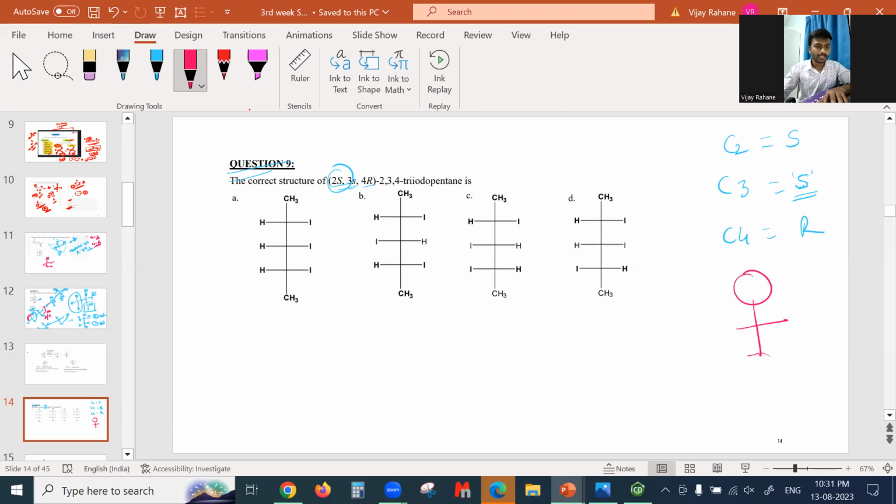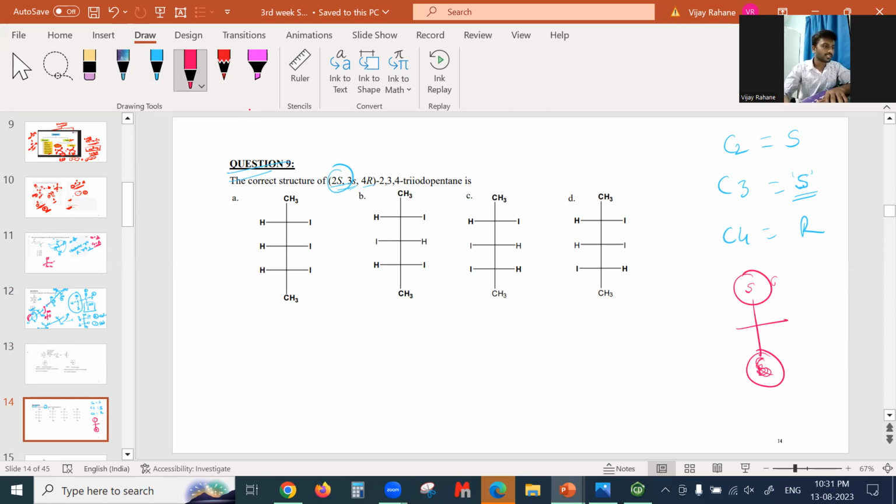This group and this group have only a difference in configuration. If one has the R configuration, the other may have the S configuration, or both may have the S configuration in this fashion. So these two groups are differentiated from each other just by the absolute configuration. Sorry, the RS configuration. So we'll just give the numbering.